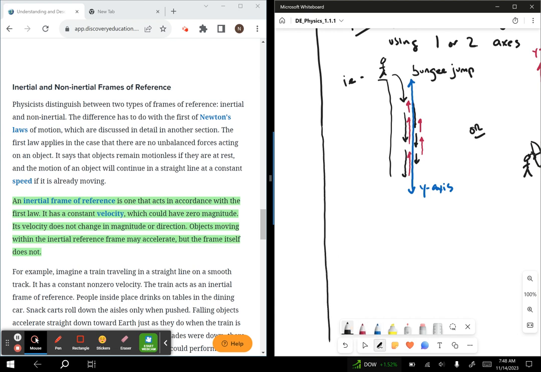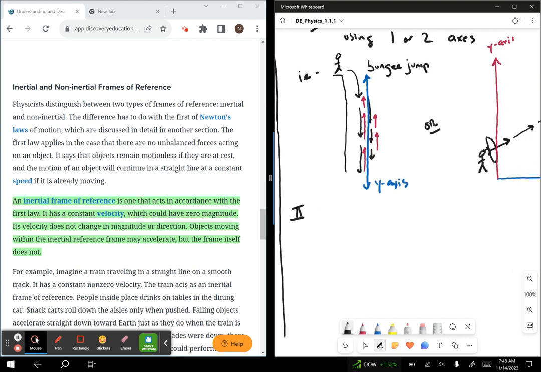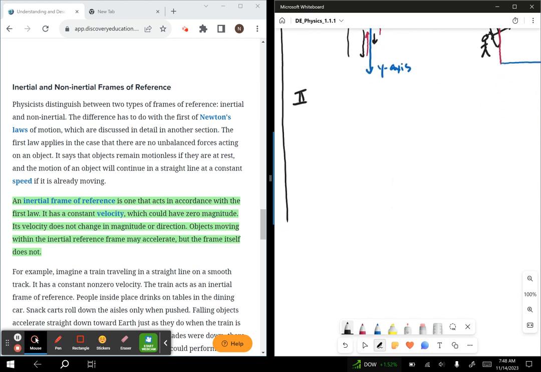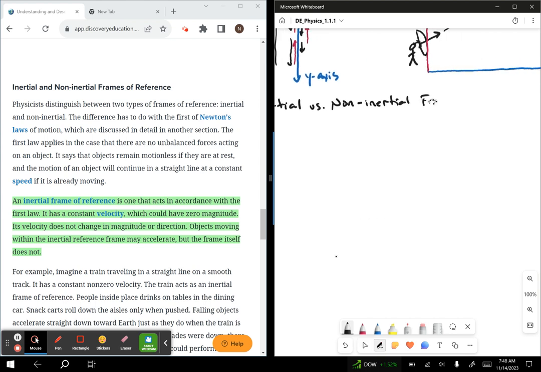And we're going to say Roman numeral 2. This will be inertial versus non-inertial frames of reference. Okay.